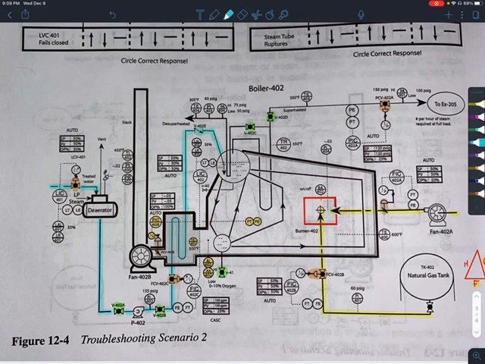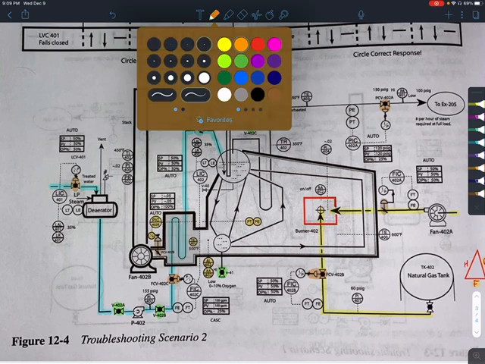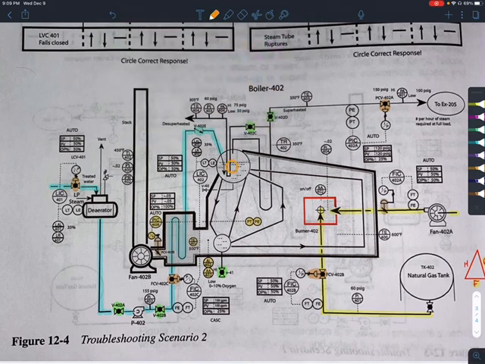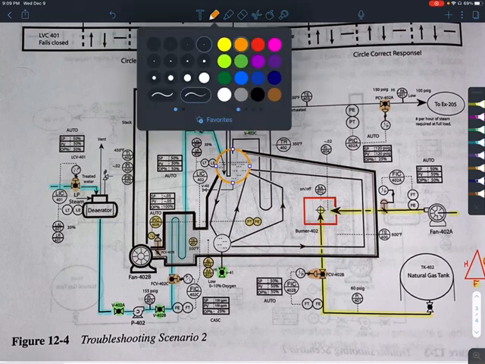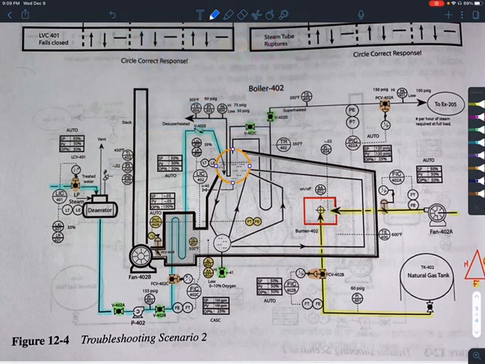Okay, so that pump then goes to something called the steam generating drum. And this one we're going to make orange. Oh, that's pretty good. Okay, we'll get to that in a minute.